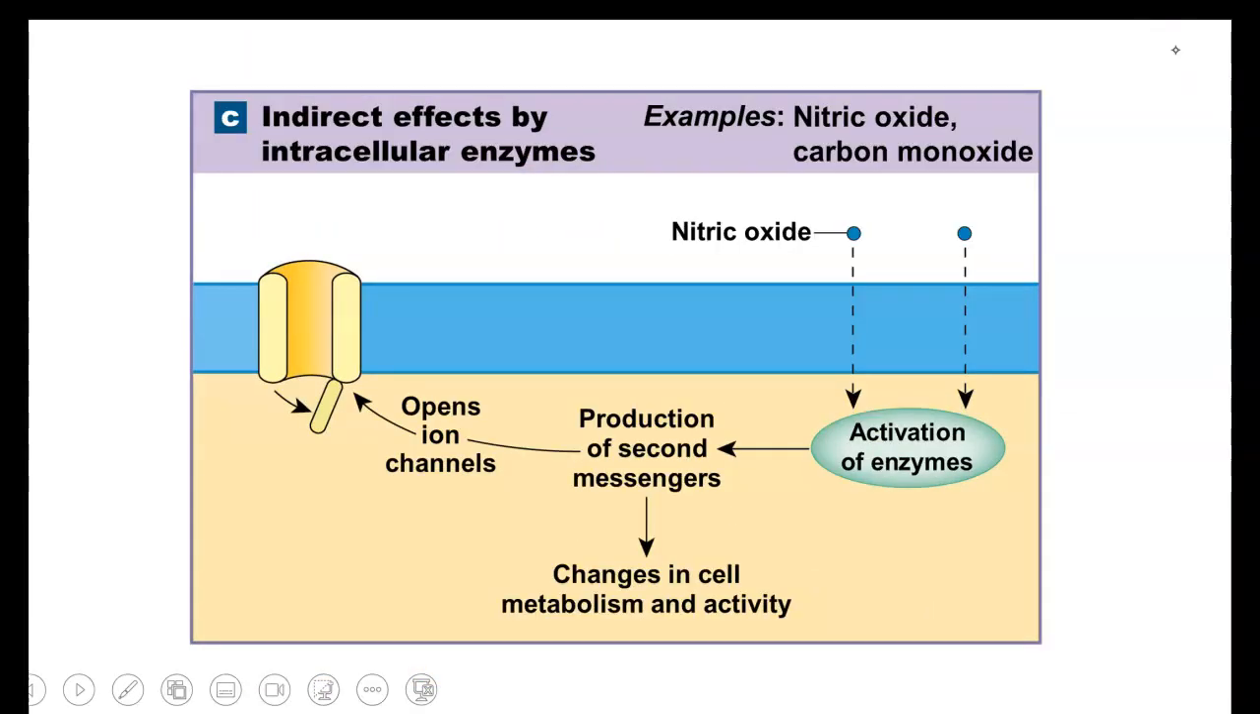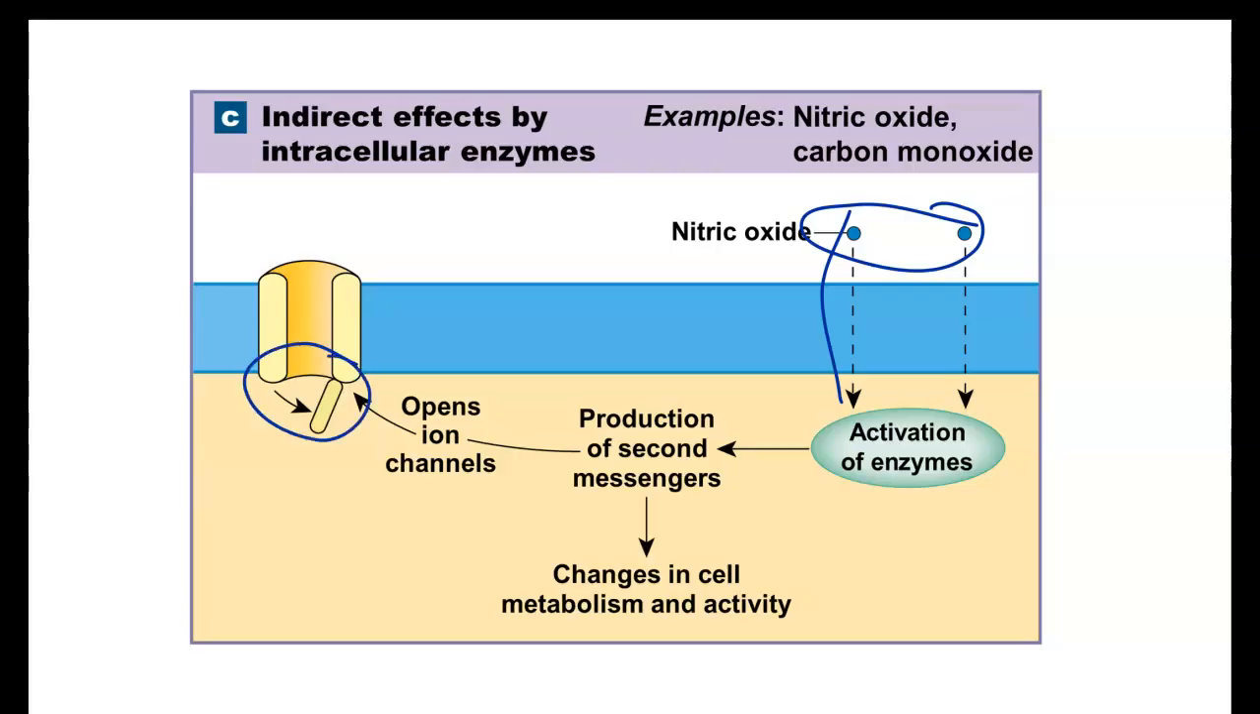Indirect effects by intracellular enzymes are going to be things like nitric oxide and carbon monoxide. These gases, like nitrous oxide, which is the one they're using in this diagram, are able to diffuse directly across the membrane. They don't need a protein channel or anything to help them get across. Once they diffuse into the cell, they activate enzymes. These enzymes produce a second messenger. The second messenger then opens that ion-gated channel that allows the ions to come in. And so that's going to change the cell's metabolism and activity.